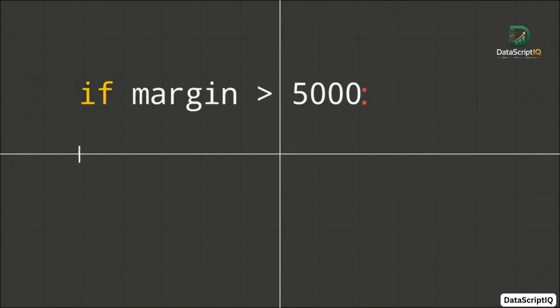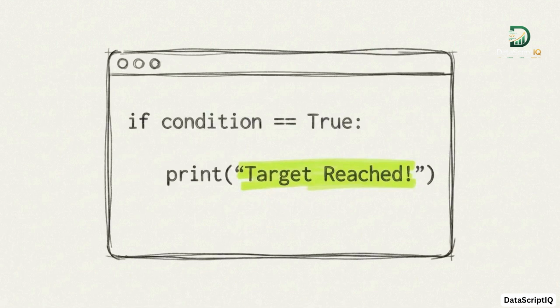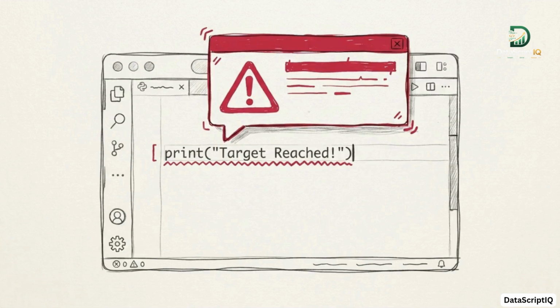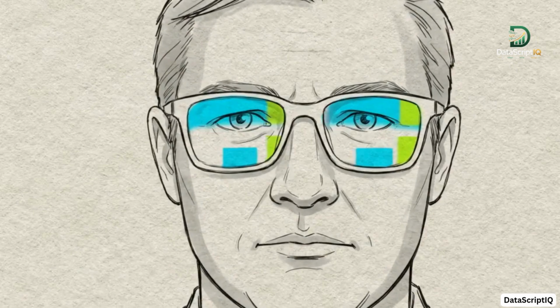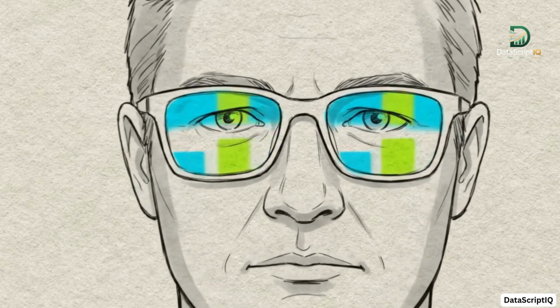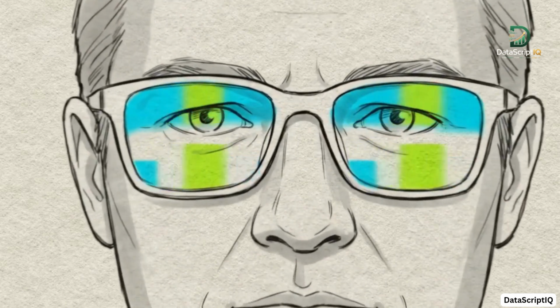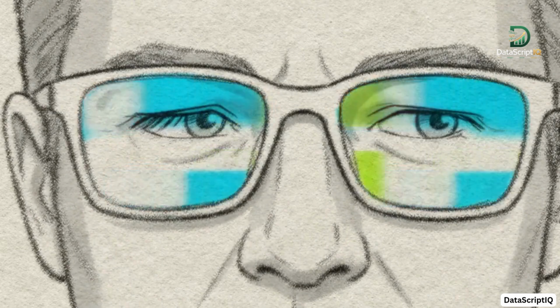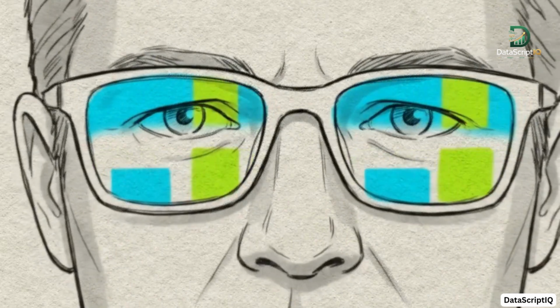To create that block, we drop to the next line and use exactly 4 spaces for our indentation. Inside this newly indented space, type a print statement to output our message, target reached. If you forget those spaces or use them inconsistently, Python cannot interpret the block. It will throw an indentation error, stopping your script entirely. In Python, indentation organizes the program's internal logic. It allows the computer, and other programmers, to see exactly which instructions belong to which decision-making blocks.